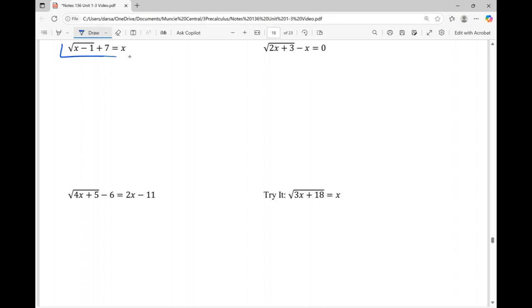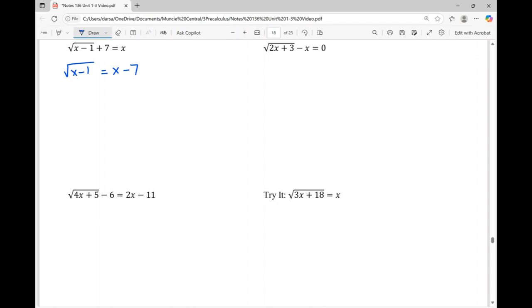So if we look at this next example, we have square root of x minus 1 plus 7 is equal to x. Notice the square root is not by itself. So we're going to start by subtracting 7 from both sides. That'll give us x minus 1 is equal to x minus 7.